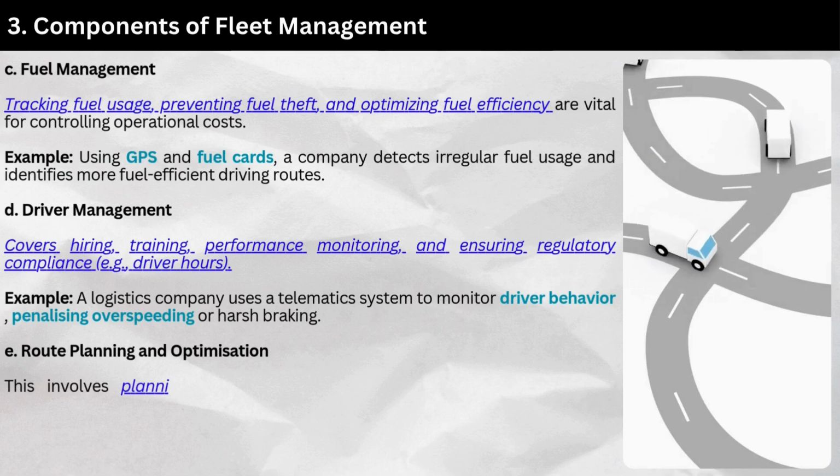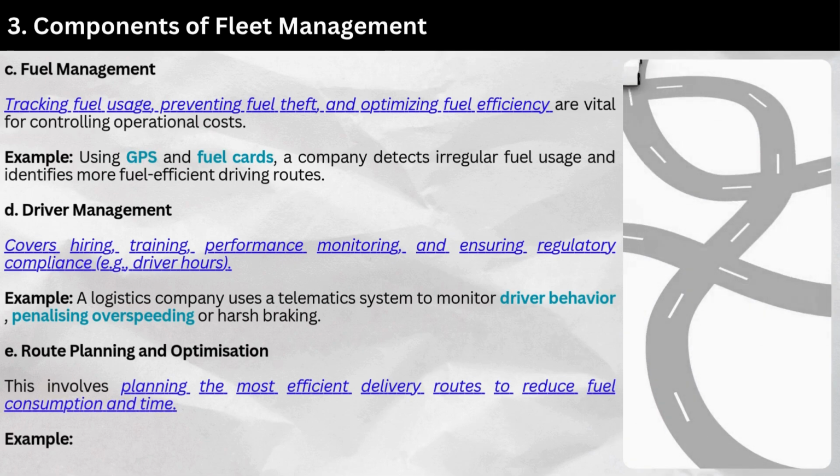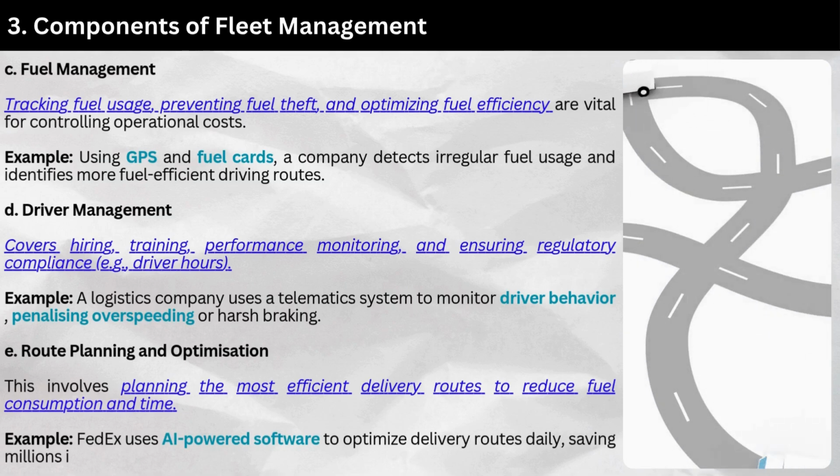E. Route planning and optimization. This involves planning the most efficient delivery routes to reduce fuel consumption and time. Example, FedEx uses AI-powered software to optimize delivery routes daily, saving millions in fuel costs annually.